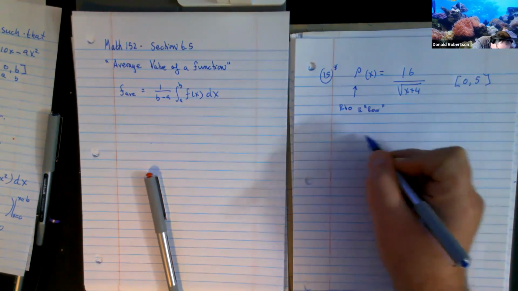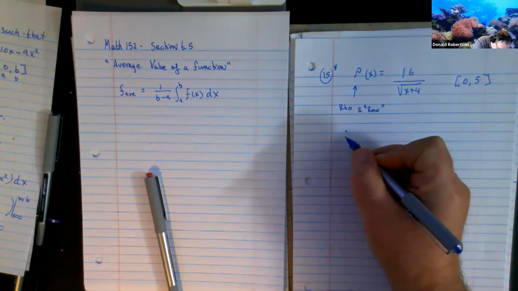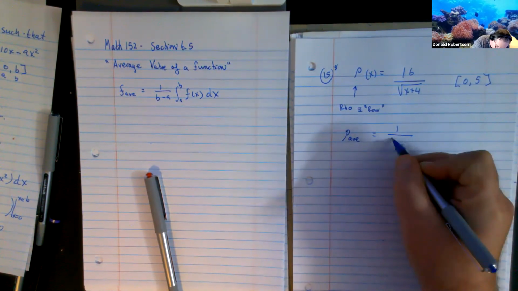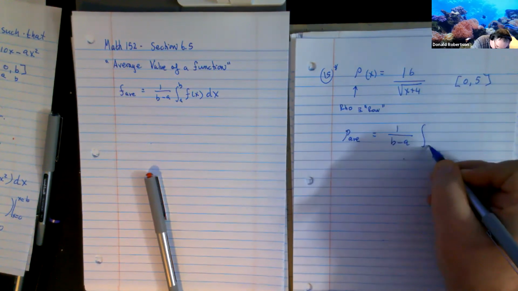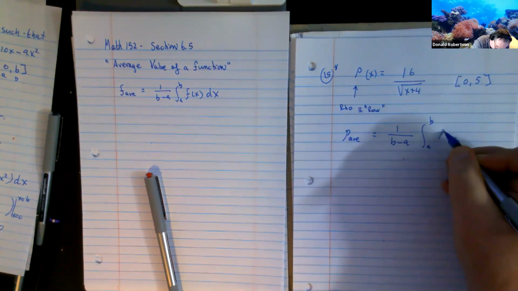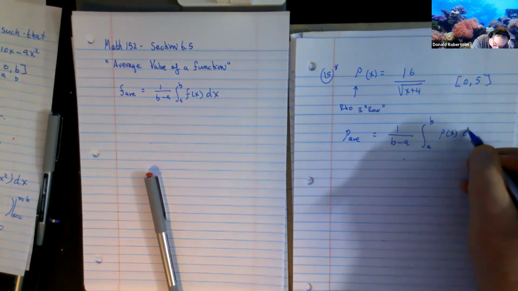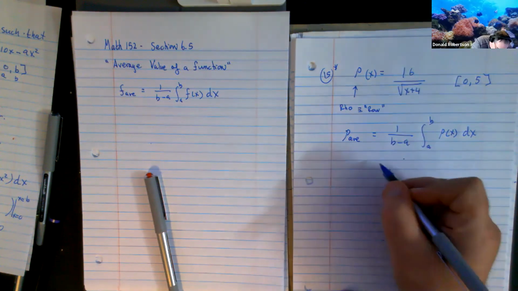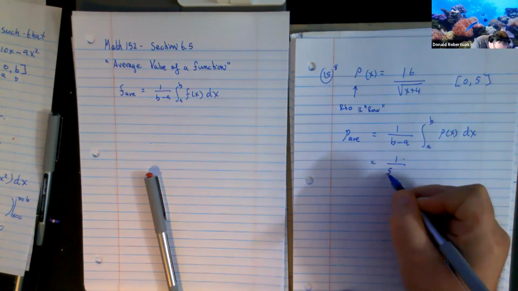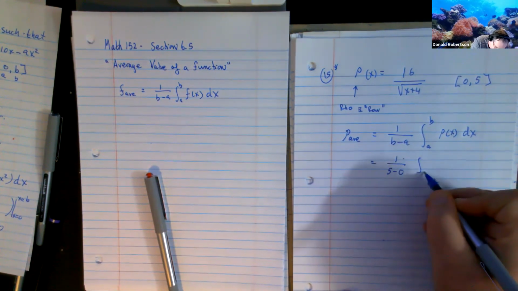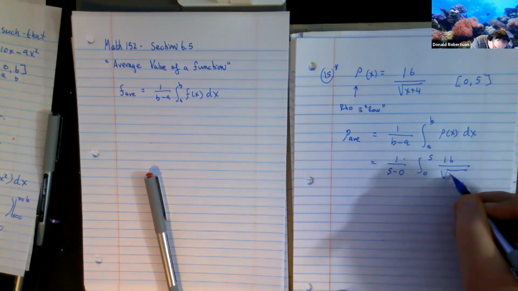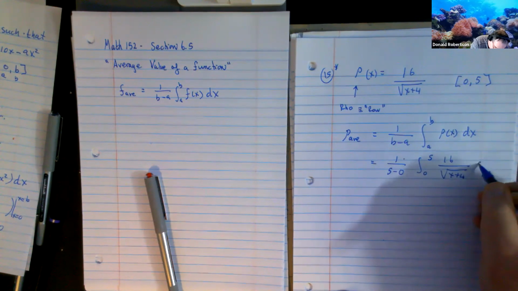Right, back to our problem then. You want to find the average density. Well, won't it be? Can you see all I've really done is turn the f into a rho? So in this case, it's going to be 1 over 5 take away 0, the integral from 0 to 5, 16 over the square root of x add 4 dx.